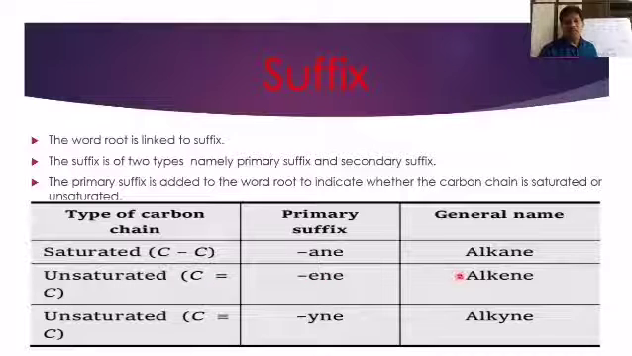And the example for this is alkene. In alkene compounds, ene represents the primary suffix. Alk indicates the root word or word root.